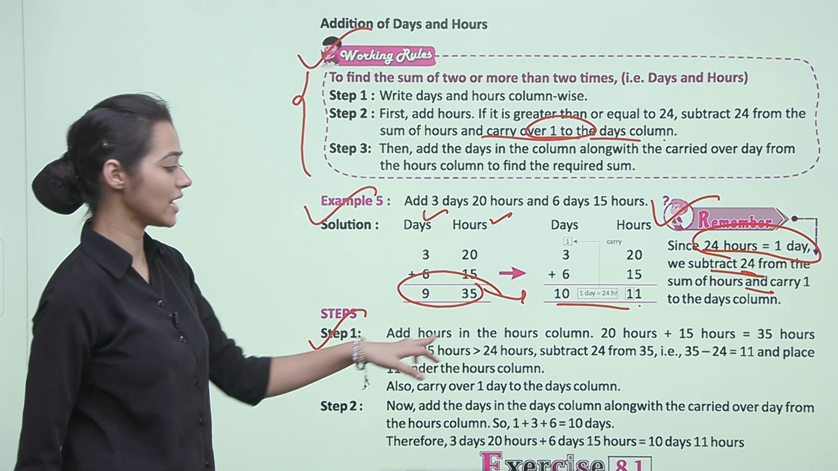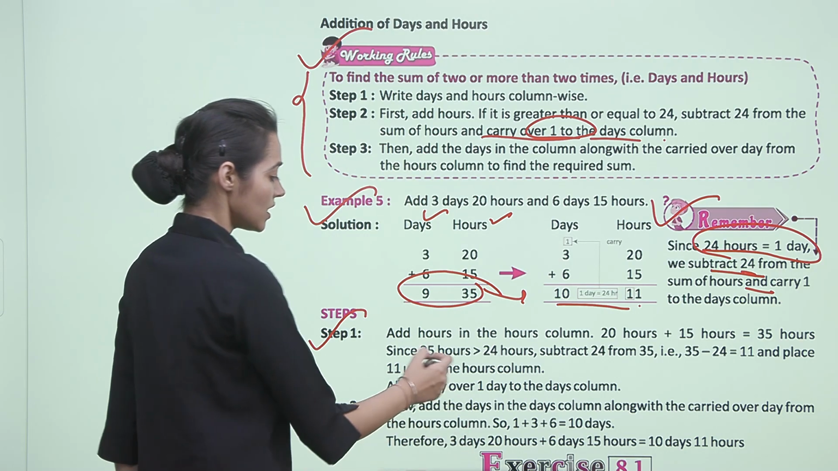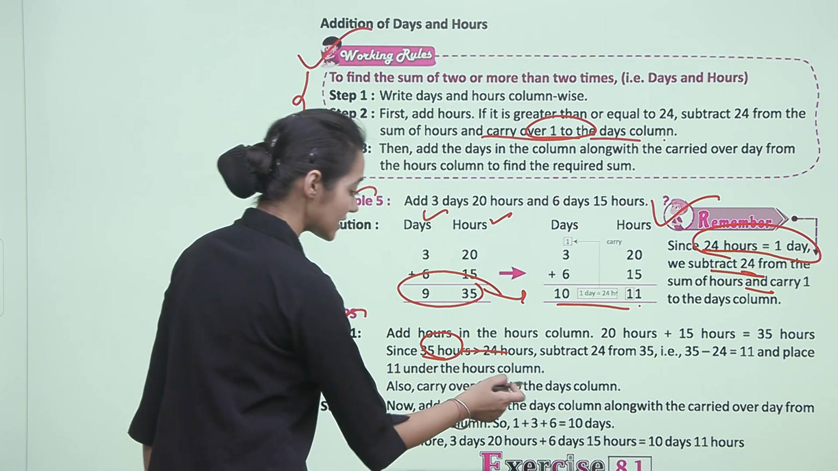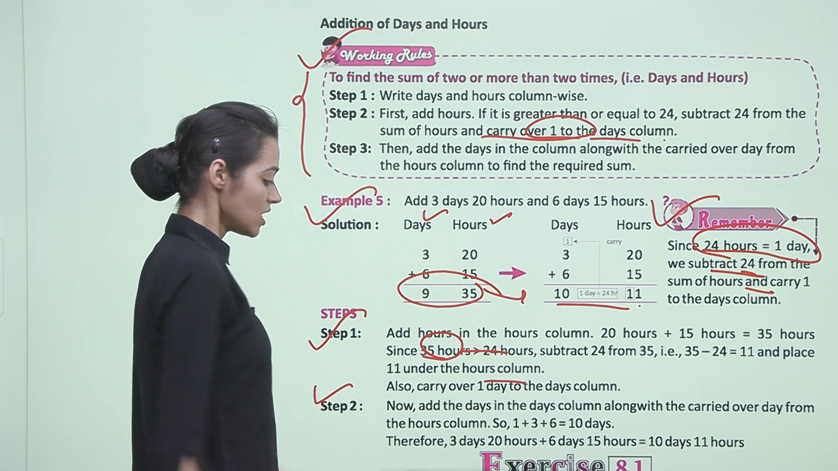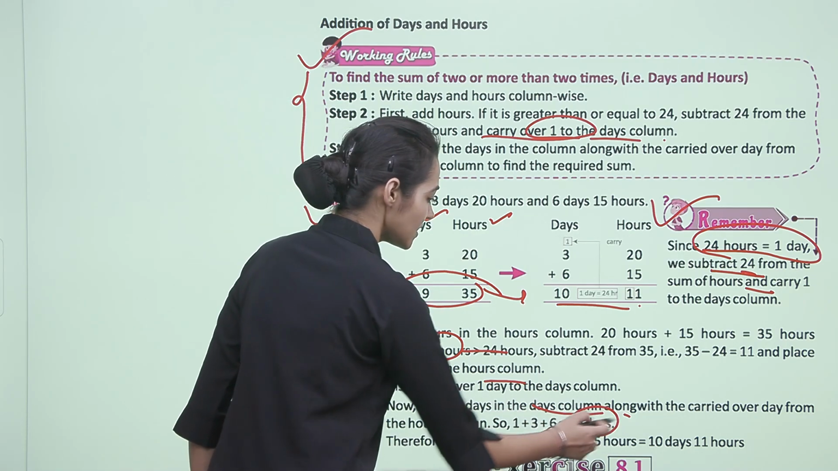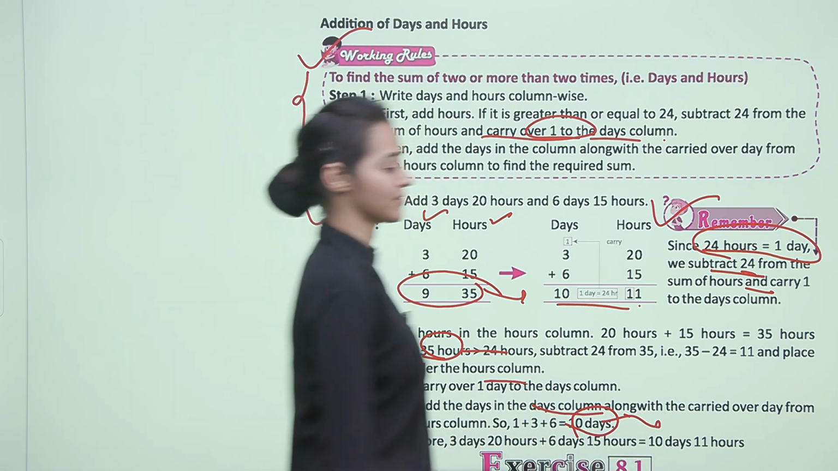The steps are, we add the hours in the hours column. Here 35 is greater than 24, so we will subtract 24 from 35. So we write 11 in the hours column, and after that we will add the days in the days column, and it becomes 10 days. So the total is 10 days 11 hours.